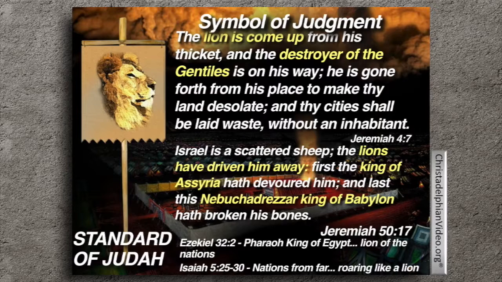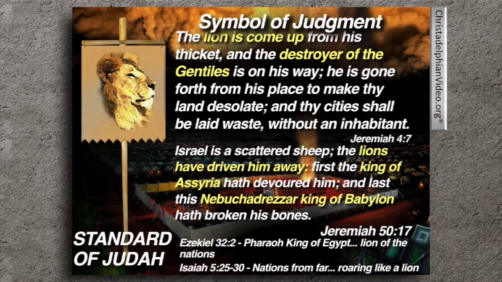We have several passages here, but in Jeremiah chapter 4, verse 7, we read that the lion is come up from his thicket. The destroyer of the Gentiles is on his way. He is gone forth from his place to make thy land desolate. We read also in Jeremiah 50 that there were two of the lions. Israel is a scattered sheep. The lions have driven him away. First, this king of Assyria hath devoured him, and last, this Nebuchadnezzar, king of Babylon, hath broken his bones. So, Jeremiah 50, verse 17.